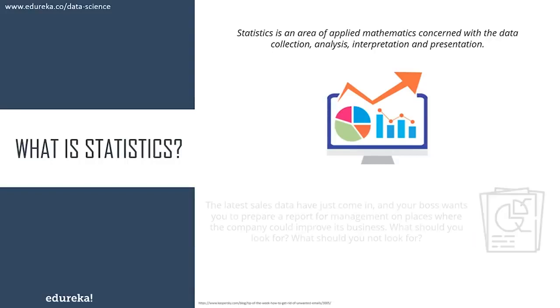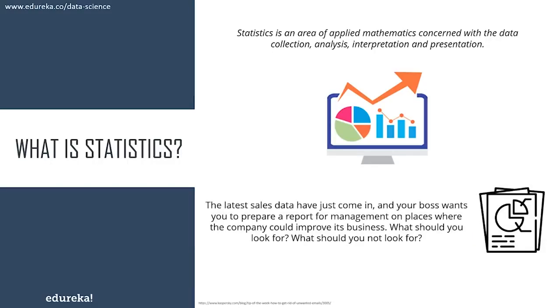Let's look at another example. The latest sales data has just come in, and your boss wants you to prepare a report for management on places where the company could improve its business. What should you look for and what should you not look for? This problem involves a lot of data analysis. You'll have to look at the different variables that are causing your business to go down, or at a few variables that are increasing the performance of your models and thus growing your business. The basic idea behind data analysis is to use statistical techniques in order to figure out the relationship between different variables or different components in your business.